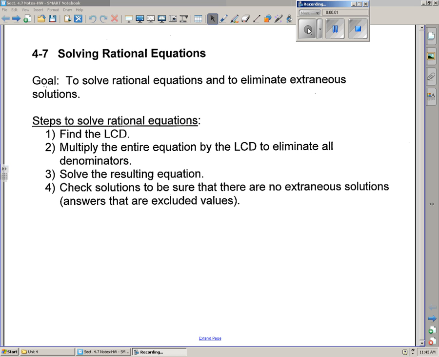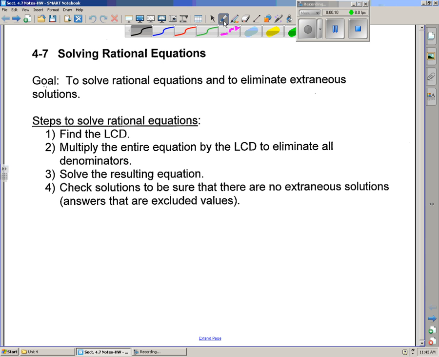So today's lesson is going to be solving rational equations. And when you solve a rational equation, it's basically just like solving any equation that has fractions. You always need to find the LCD. The reason you find the LCD is that if you multiply the entire equation by it, it's going to eliminate all your denominators. And then you get a nice equation to solve when you're finished.